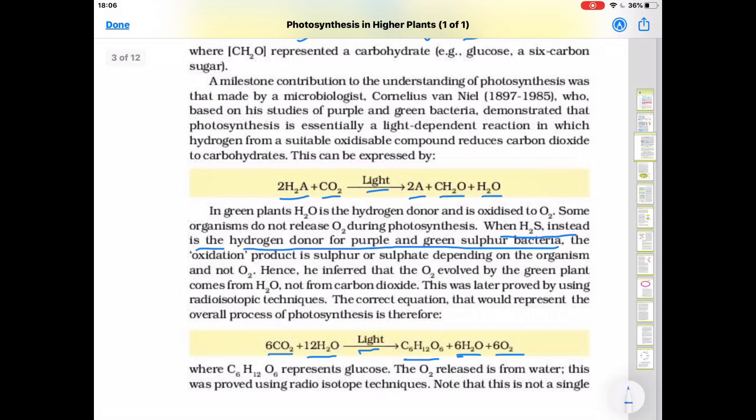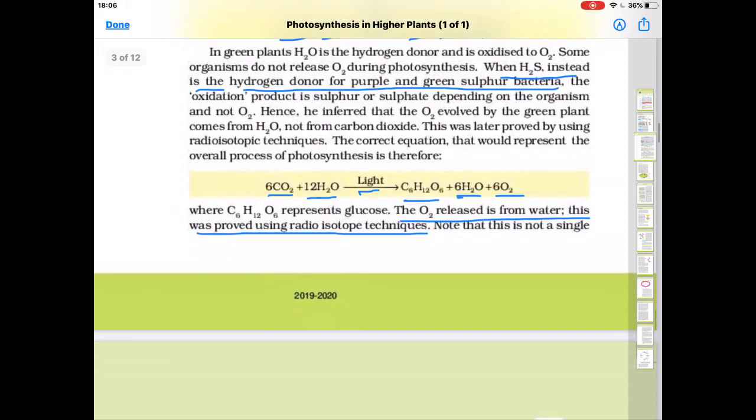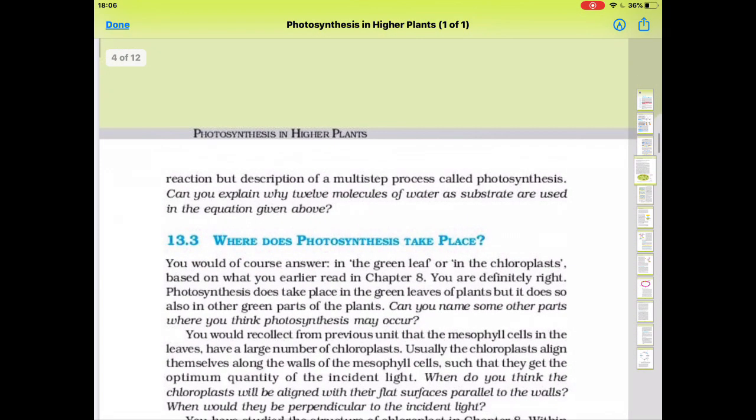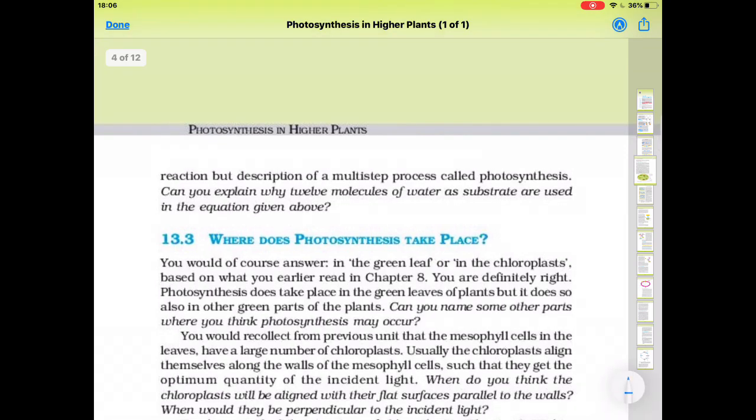Can you explain why 12 molecules of water are used as substrate? Answer is, when 12 molecules of water are used, from that 12 hydrogen atoms are used for the formation of one molecule of glucose and 12 hydrogen atoms are used for the formation of water molecules. So from the above reaction we can show that 12 hydrogen atoms are used in glucose and 12 hydrogen atoms are used for the formation of water.